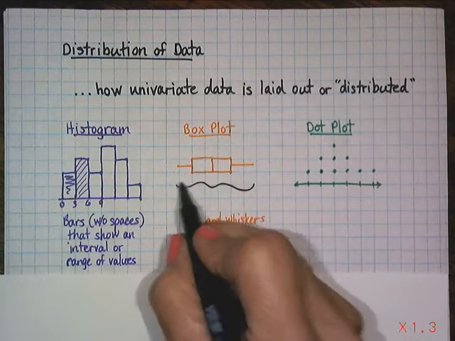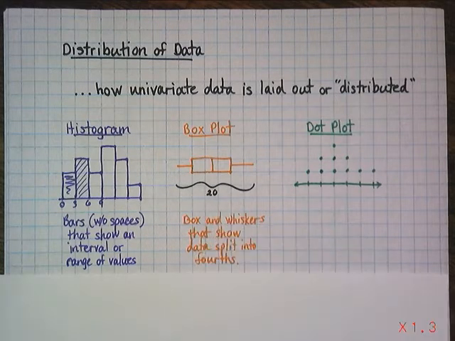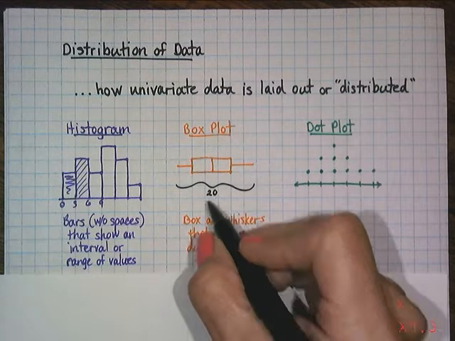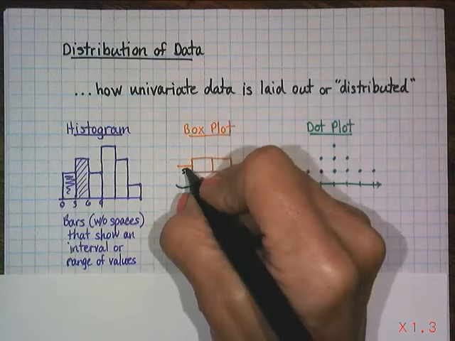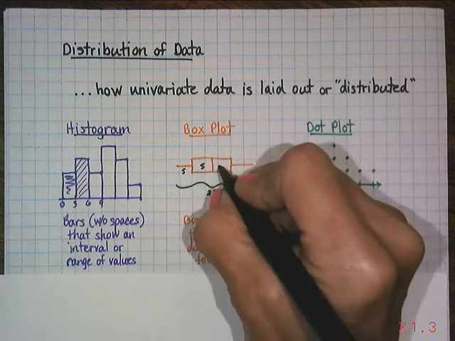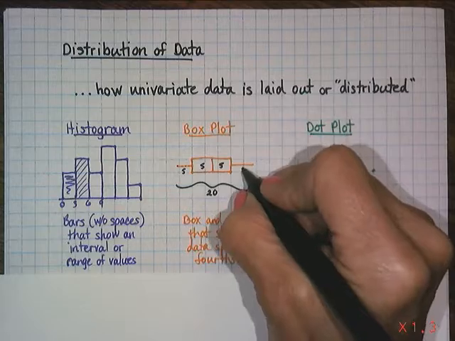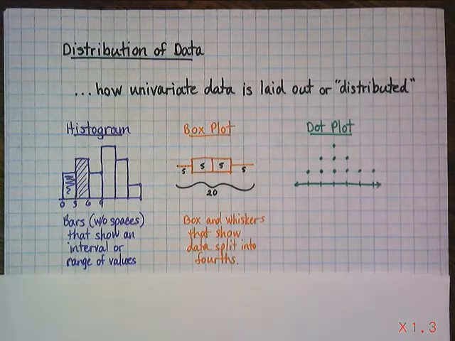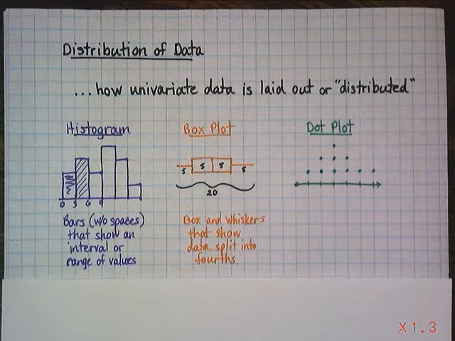If I've got 20 values in my data set, 20 divided by 4 is 5. That means I'll have 5 values in this space here. I'll have 5 in here, 5 there, and 5 in there. It's split equally between the box and the whiskers.